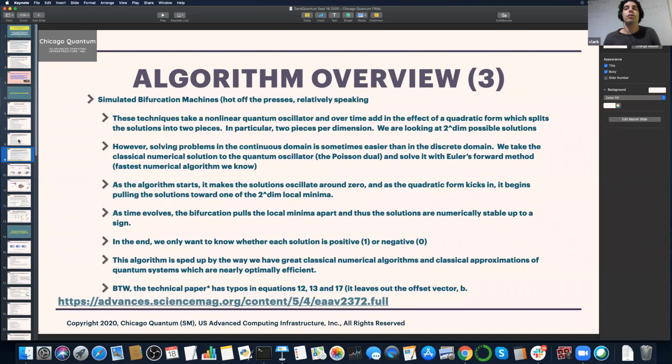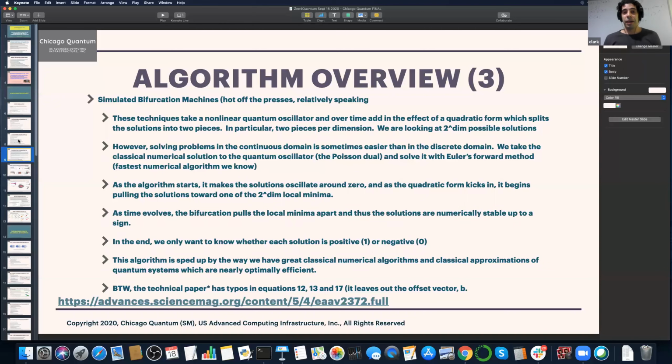So you don't even have to do the quantum mechanics. You do the classical mechanics, which is extremely well understood, and you use the fastest possible ODE solver because it's numerically stable. And so this thing just spits out answers. I mean, it just crushes it.